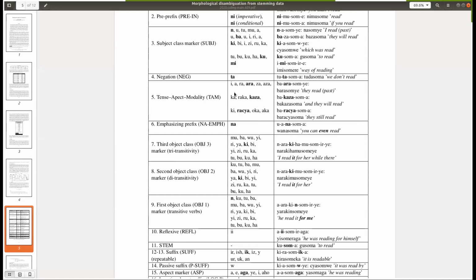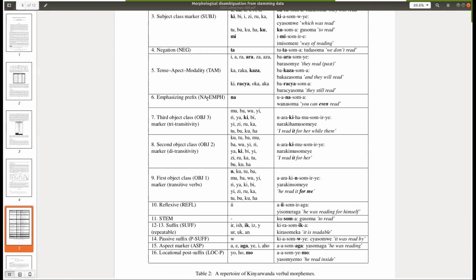And then you have another slot that can express the tense, the aspect, or the modality of the action you're talking about. It has many morphemes, and each one of them has a different meaning, talking about the tense or the aspect, or the way in which this verb is expressed. You can have something like varasoma, bakazasoma, baracyasoma, and so on. You can pick any of these and put it in here and you get a different meaning, expressing the tense.